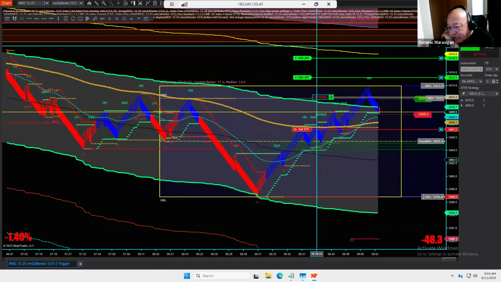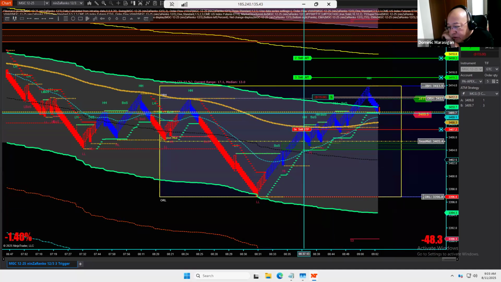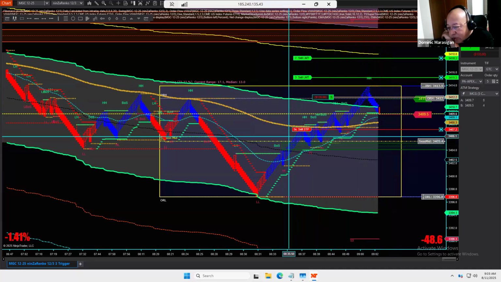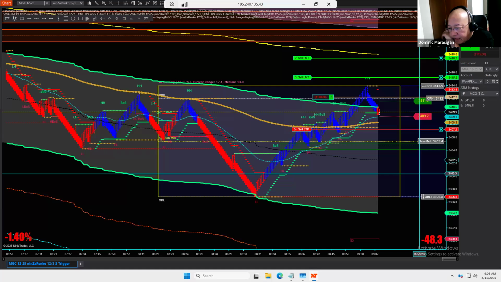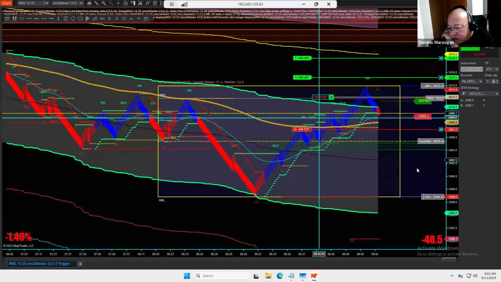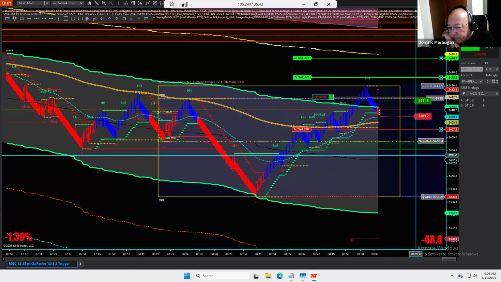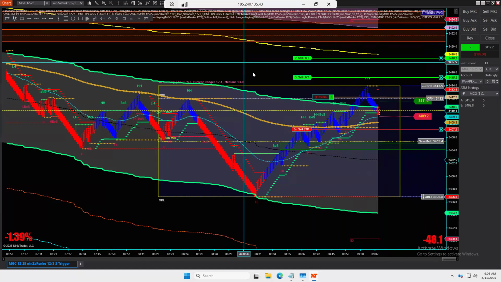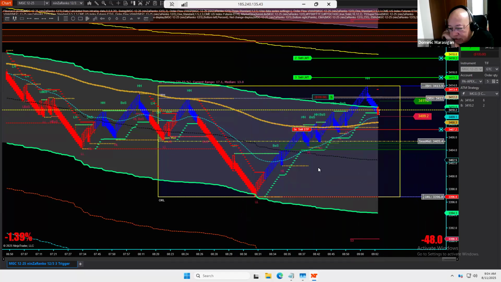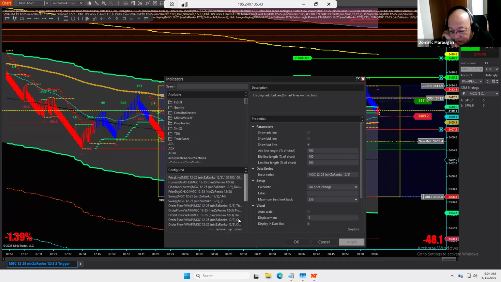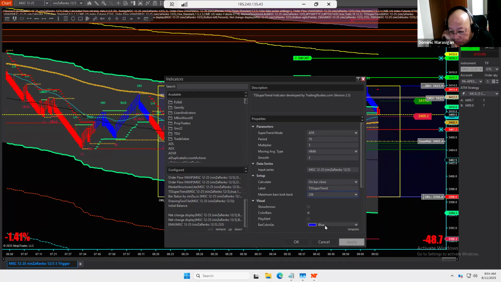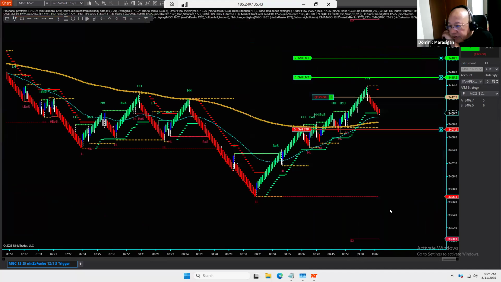This is just a pullback, just like it did here. Now this pullback is a lot bigger compared to these other ones, which means the momentum going up is weakening. The other pullbacks are really small, but this one is bigger. If I don't have the indicator on or the colored bars, you can see the reversals a lot easier. Let me take the colored bars out. See, now it's all red.